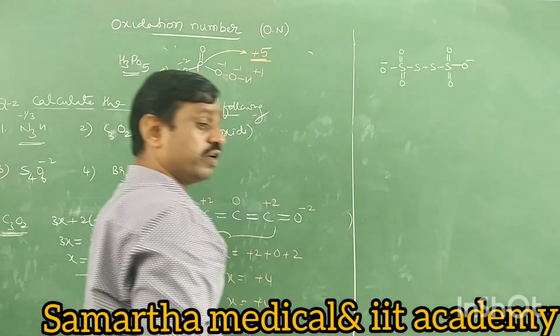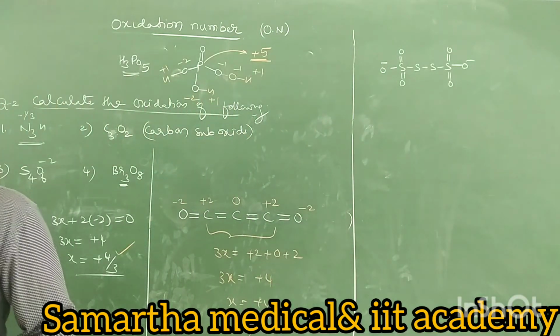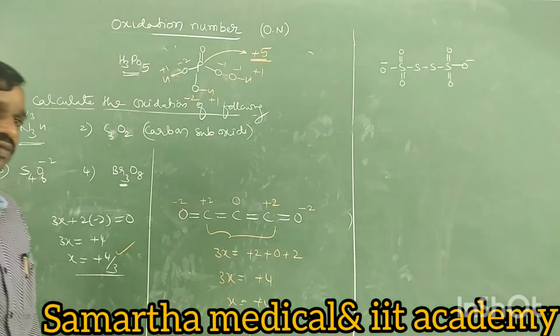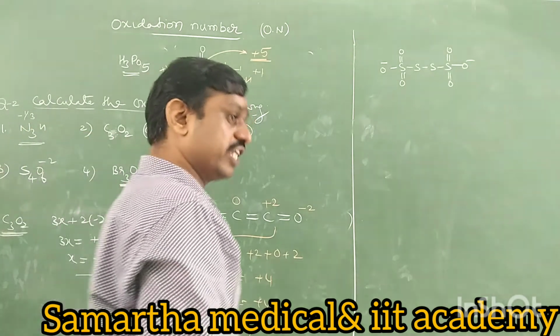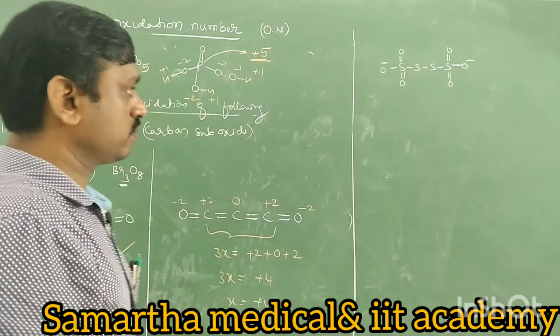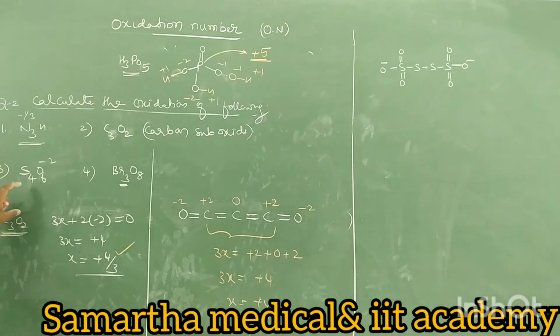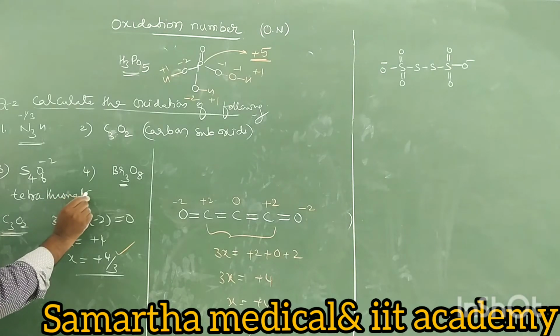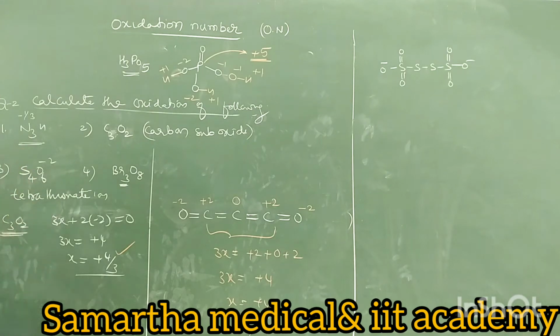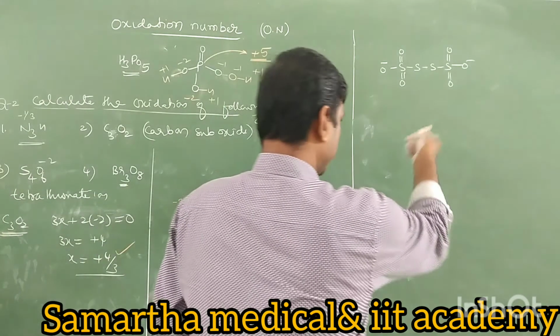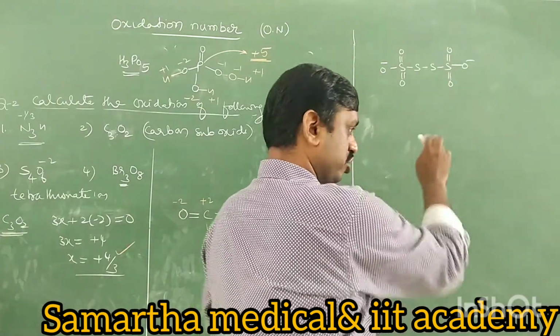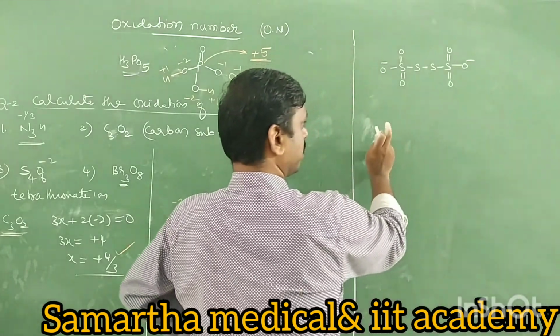Where have we written this example? For reducing agent. Okay, this is a tetrathionate ion, or else you can write Na2S4O6, sodium tetrathionate also. Now, because I wanted to explain fractions, we will get a fraction here.